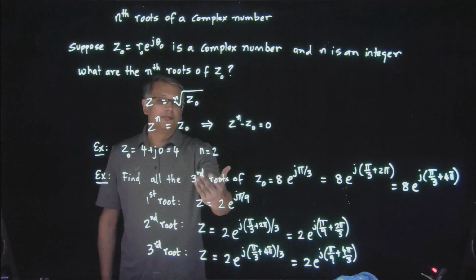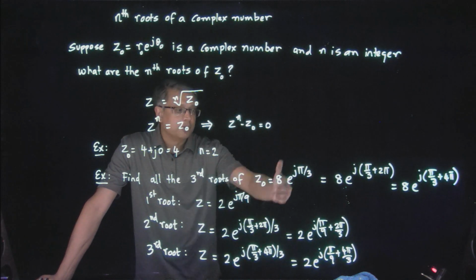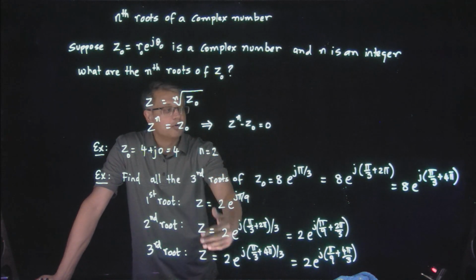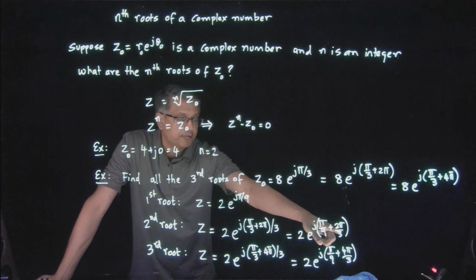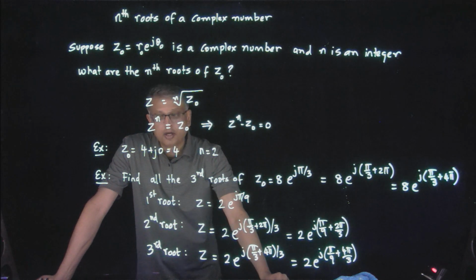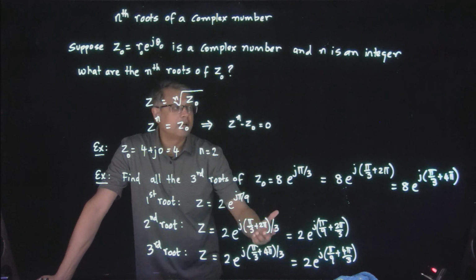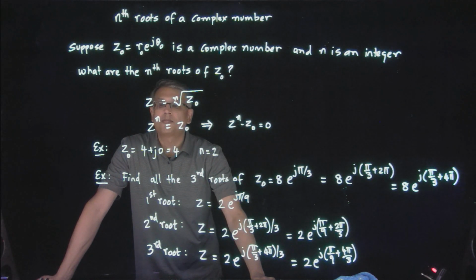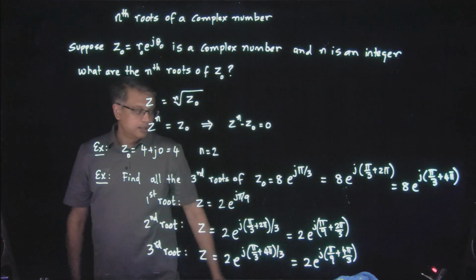If I had asked for the fifth roots of z0 instead of the third root, you can repeat the same procedure, but you would have to go 5 times, because each time you would be multiplying by 2 pi over 5, 4 pi over 5, 6 pi over 5, and 8 pi over 5. And then it would start to repeat when you get to 10 pi over 5. So you would get the 5 roots that way. Okay. So hopefully this idea is clear. So if this idea is clear, let's go ahead and generalize this.